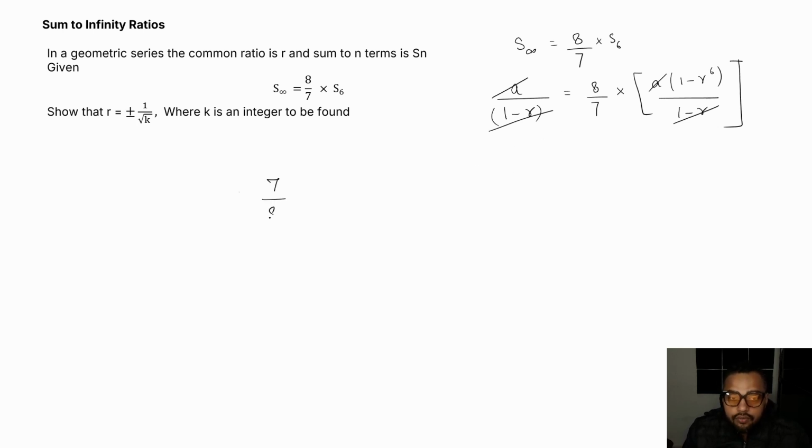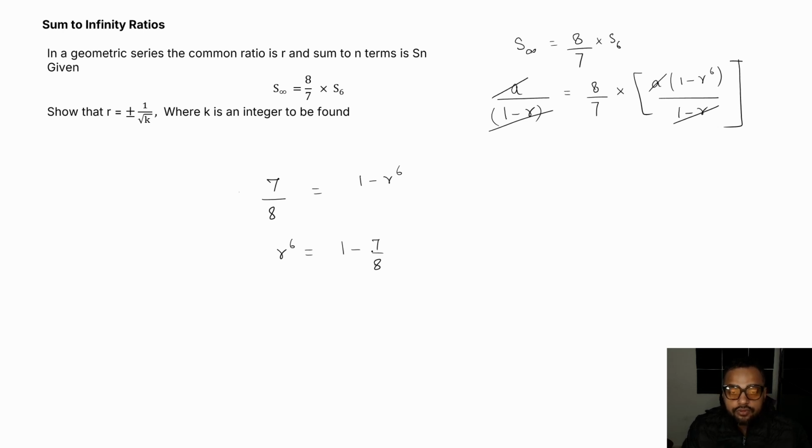What we are left with here, 8 by 7 is on the right hand side, so it will get into cross multiplication with 1, so it will be 7 by 8. On the left hand side, we'll get 1 minus r power 6. On further calculating, students will get r power 6 equals 1 minus 7 by 8.